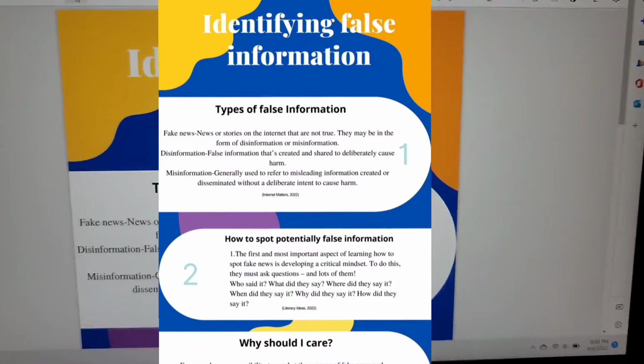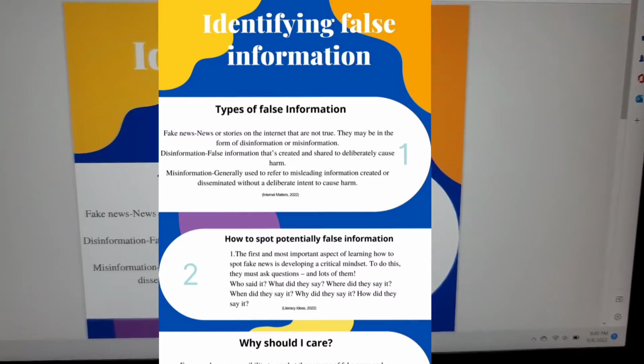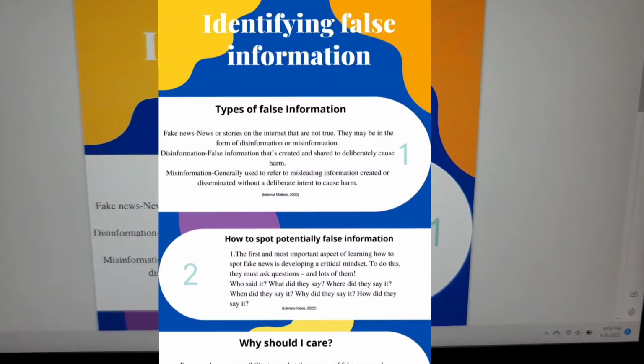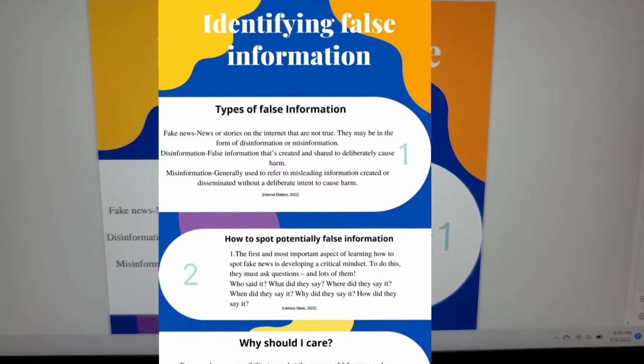Hi, everybody. My name is Dylan Kelly, and this is my presentation on identifying false information. So, this would be fake news or misinformation.